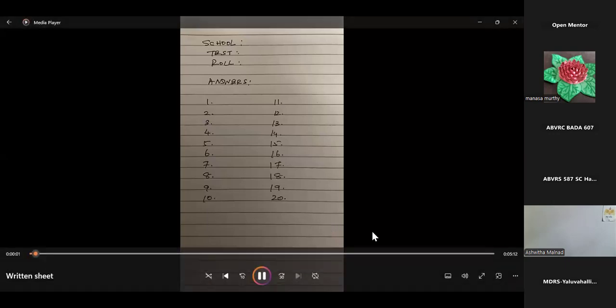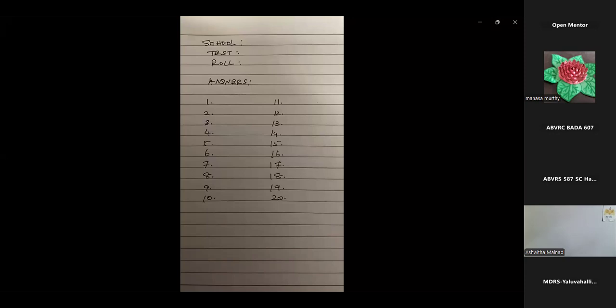Welcome to Vidya Shakti MCQ answering system. This is a handwritten answer sheet. Those schools which have not received MCQ bubble sheets, they can use this thing.